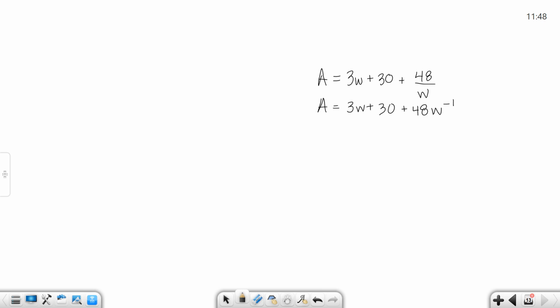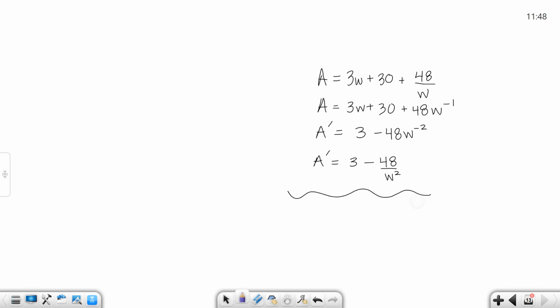When I bring it up to the top, it makes that exponent negative. Taking the derivative, I'm going to get 3, the derivative of 30 is 0, minus 48 w to the negative 2. So that derivative equals 3 minus 48 over w squared. That's my derivative.